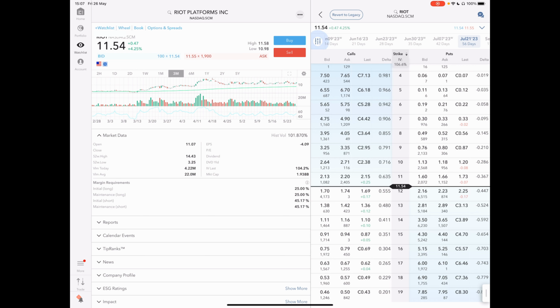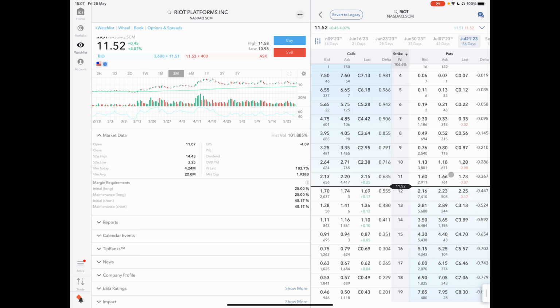Again, two reasons why I like to do this. One, you collect more premium by selling both sides. That's the first thing, for relatively the same amount of buying power or margin maintenance, which we'll look at. And then secondly, I like to be as delta neutral because no one can predict if the market is going to go up, let alone if Riot is going to go up or down in the next 56 days. So I'd rather hedge myself on both sides.